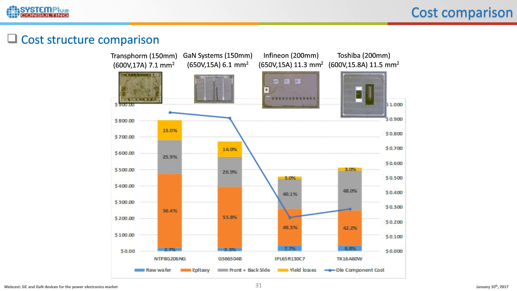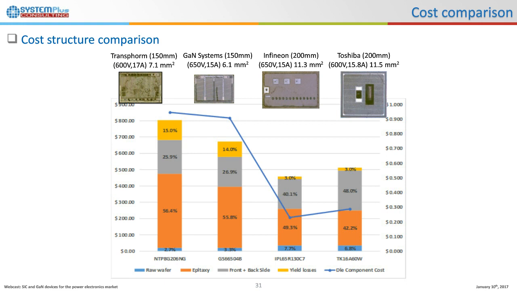Another reason is that the size of the wafers in the manufacturing process is still 150 millimeters, while for the silicon devices the trend is already 200 millimeter wafers. As concerns the front side and back side, the front side is quite similar, while the yield losses are really different.